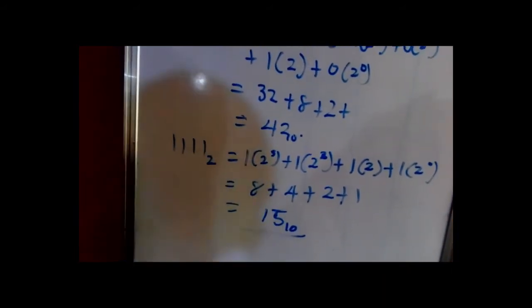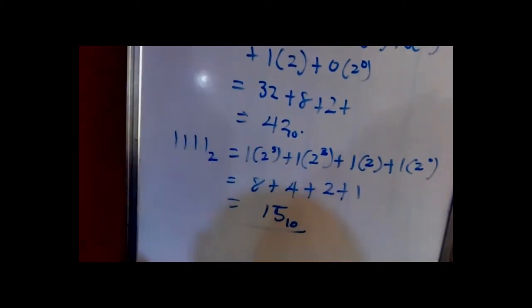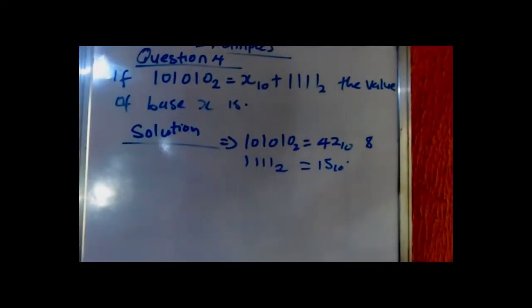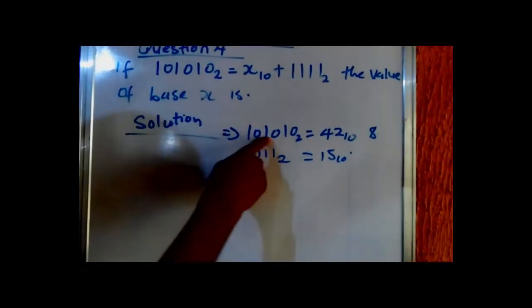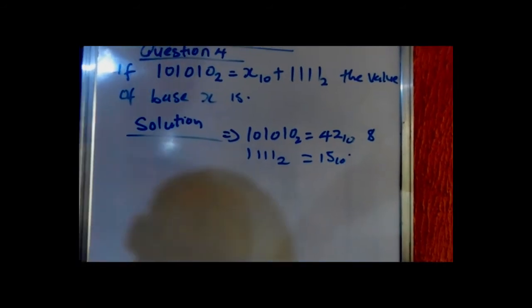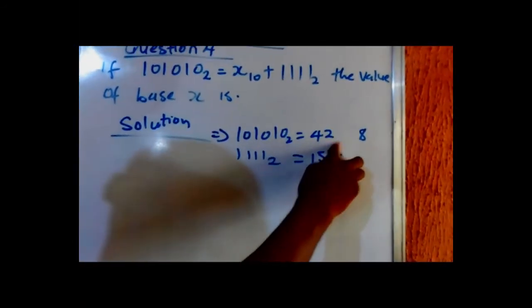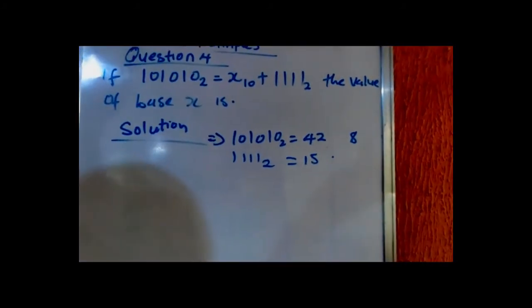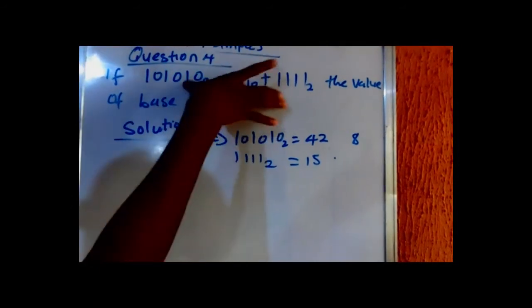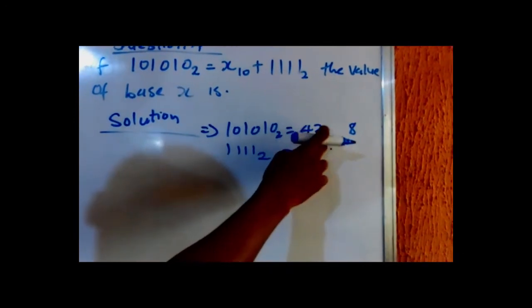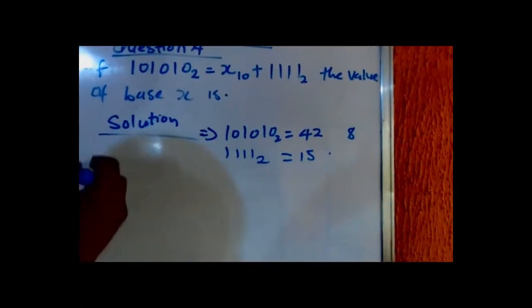So we have converted both numbers to base 10. So we are going to replace these numbers with what is in the question. 101010 base 2 equals 42 in base 10. I can decide to clean the 10 because it's a standard base. So 1111 base 2 equals 15 in base 10. So I replace these numbers with what is in the question. Wherever I see this value, I put in 42, and wherever I see this value, I put in 15.